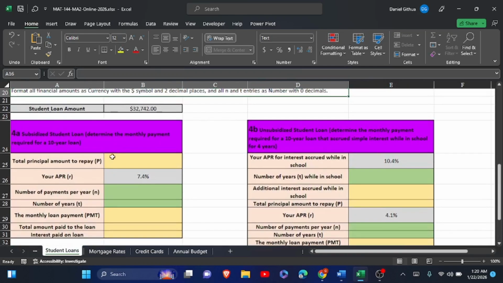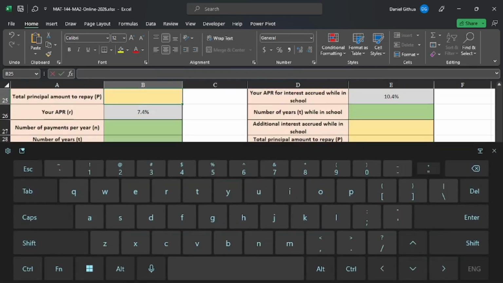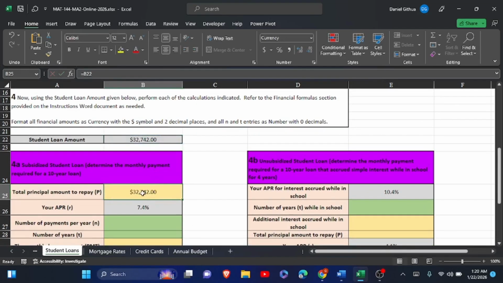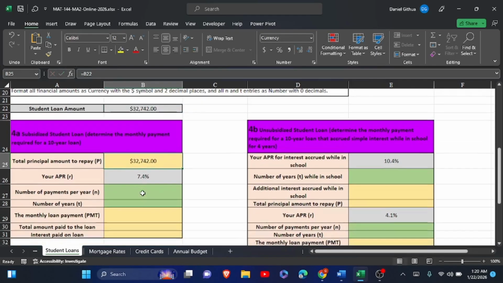So here P. The value of P, you just type equal sign, equals this value here, B between the two, and click OK. So this is the principal amount. Then the number of payments per year, N, is given by how many months are in a year. We have 12, so you'll be paying 12 months a year. Then the number of years, we are required for a 10-year loan, so the number of years T is 10.